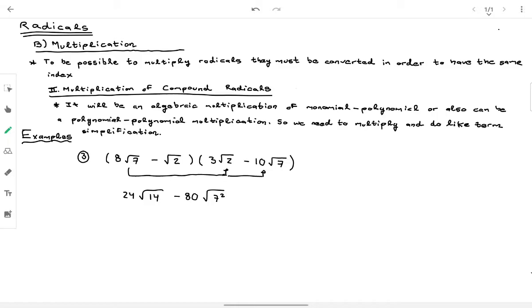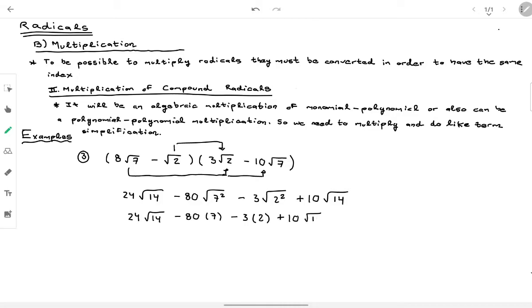What happens also? It's going to be this one multiplied by this one, so it's going to be minus 3 that multiplies 2 squared. Then it's going to be minus multiplied by minus, going to be plus 10. Square root of 7 multiplied by 2 is going to be the square root of 14. So what will happen here, we have 24 that multiplies the square root of 14, minus 80. The square root of 7 squared is going to be 7. Then it's going to be minus 3. The square root of 2 squared is going to be 2, plus 10, the square root of 14.